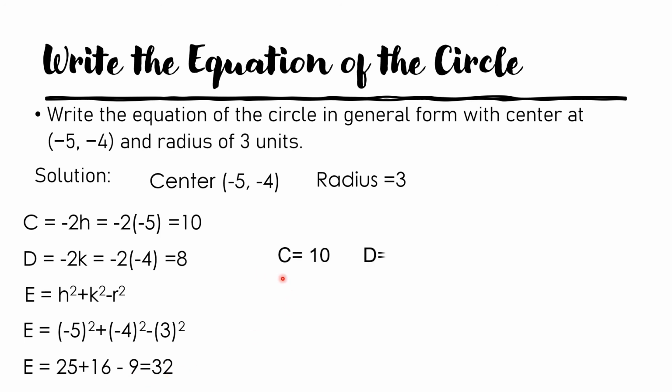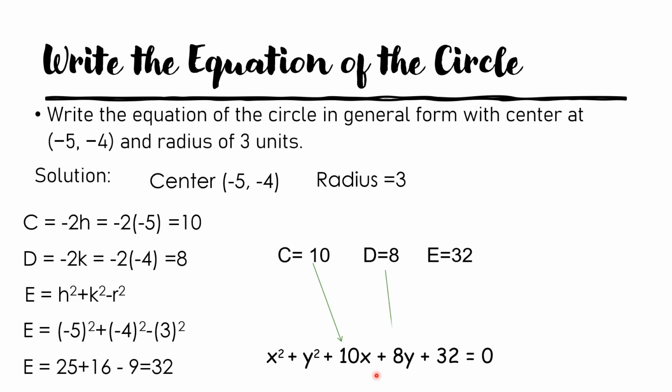So, from the value of c na 10, d na 8, at e na 32, we can now write our general form, which is x squared plus y squared plus 10x plus 8y plus 32 is equal to 0. Ito na ngayon yung general equation natin, which has a center of (negative 5, negative 4) and radius of 3.